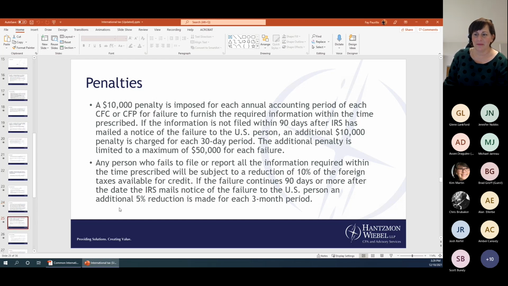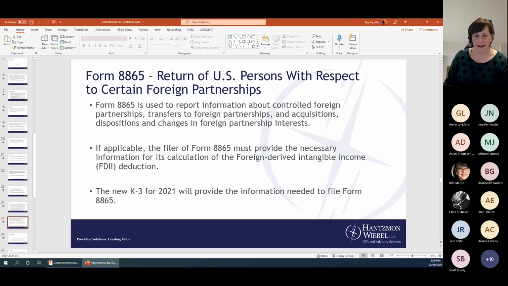All right. So then moving on to the 8865, which is the return for U.S. persons with respect to certain foreign partnerships. The Form 8865 is used to report information about controlled foreign partnerships, transfers to foreign partnerships, as well as acquisitions, dispositions, and changes in foreign partnership interests. Starting in 2021, the new K-3 should provide all the information needed for reporting on Form 8865. And if we go to bookmark 7, Faye.